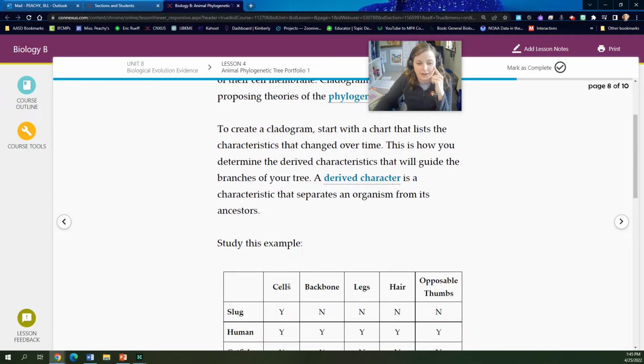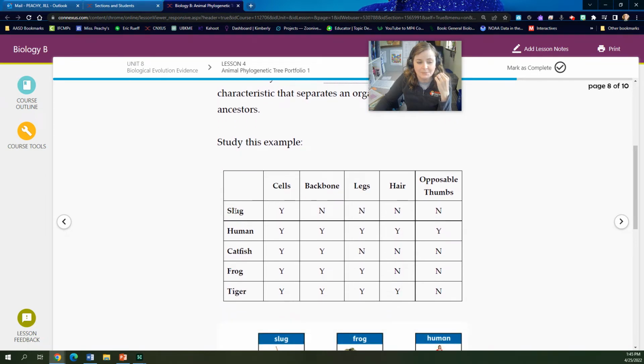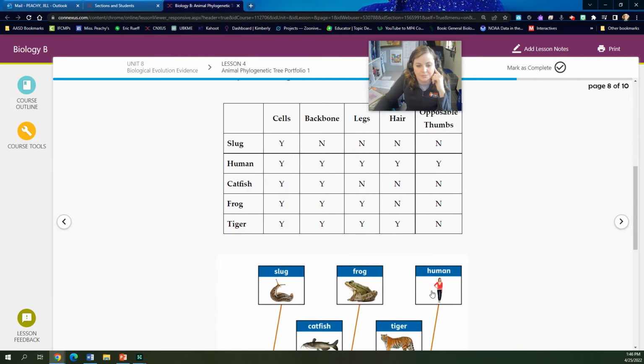And they're using these derived characters here: cells, backbone, legs, hair, and opposable thumbs. Do these organisms possess these specific traits? In this example, slugs possess cells. They do not have a backbone, legs, hair, or opposable thumbs. They're invertebrate animals. They don't have backbones. Human beings have all of them. Catfish have just cells and backbone, but no legs, hair, or opposable thumbs. Frogs have cells, backbone, and legs, but no hair or opposable thumbs. And the tiger has all of them except for the opposable thumbs.